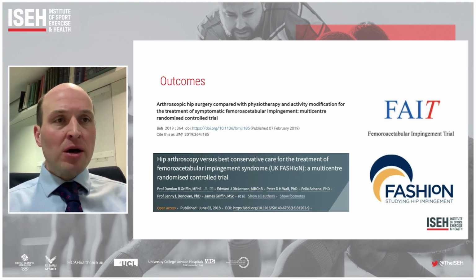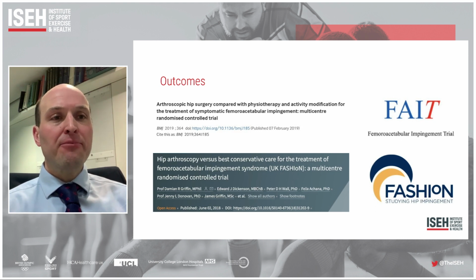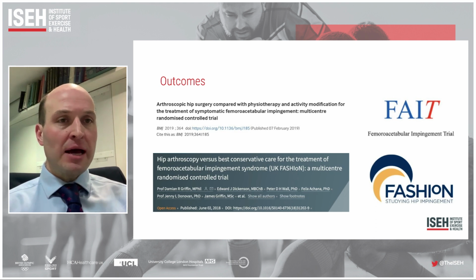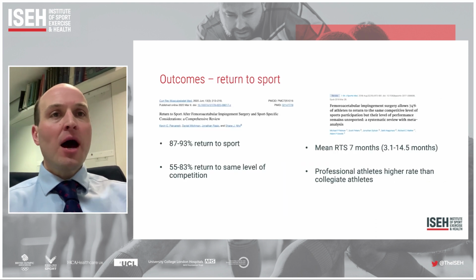So briefly talking about the outcomes, there have been two major randomized controlled trials comparing hip arthroscopy with physiotherapy and conservative therapy for femoroacetabular impingement, both of which at relatively short terms, 8 and 12 months after randomization, demonstrated improved patient-reported outcome measures in individuals undergoing hip arthroscopy as opposed to conservative measures, giving some evidence in the short term of the benefits of this type of surgery.